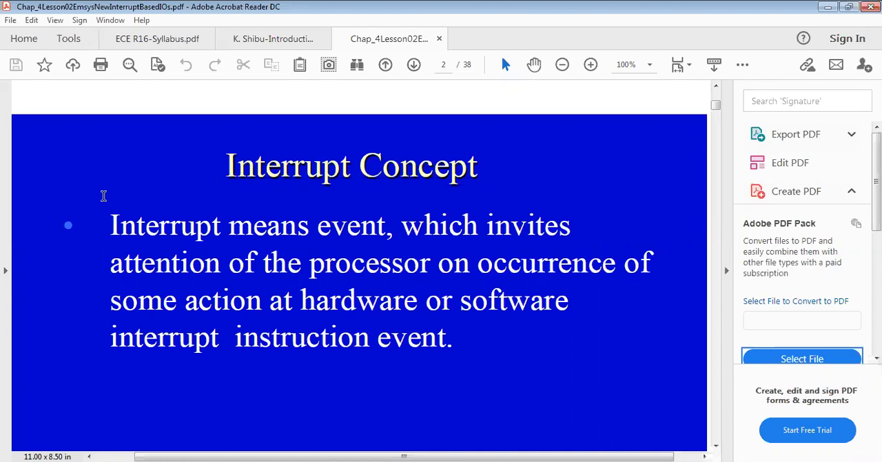The concept of interrupt is introduced to save proper functioning. Of course, if for suppose there is no concept of interrupt, there is no possibility of multitasking. There is no concept of multifunctioning.